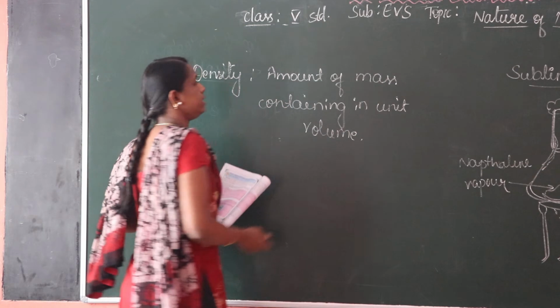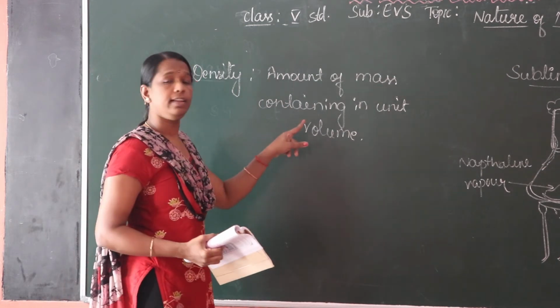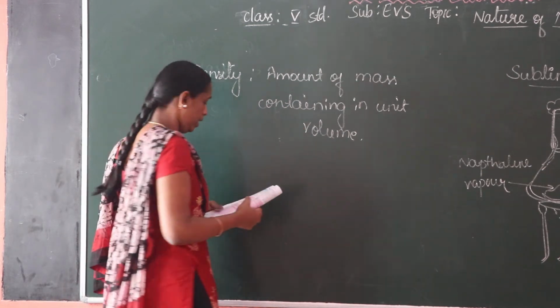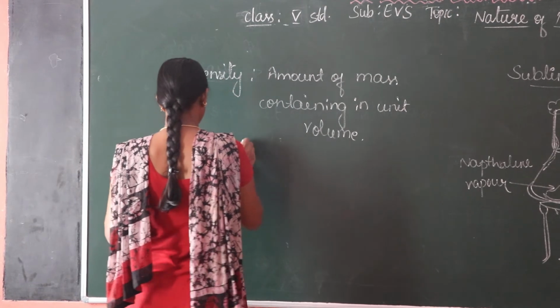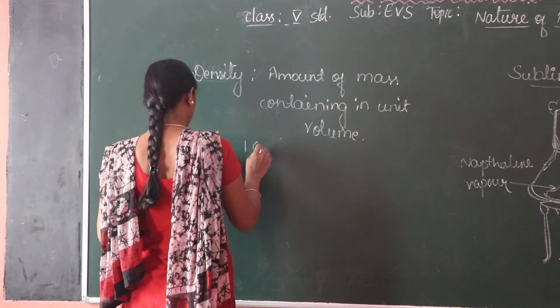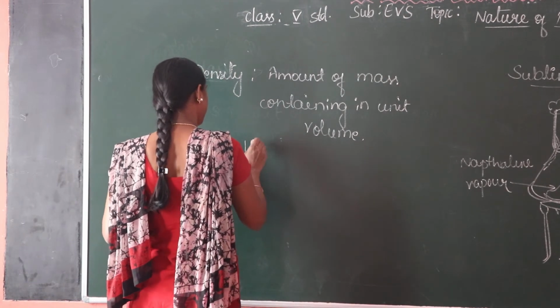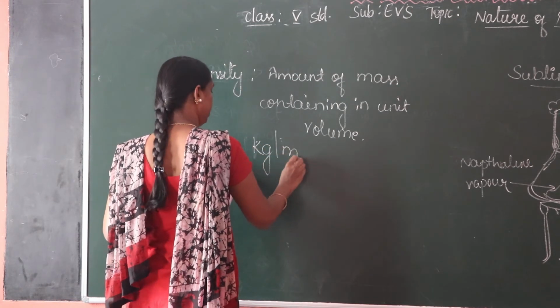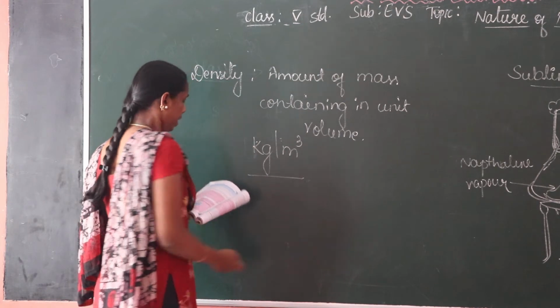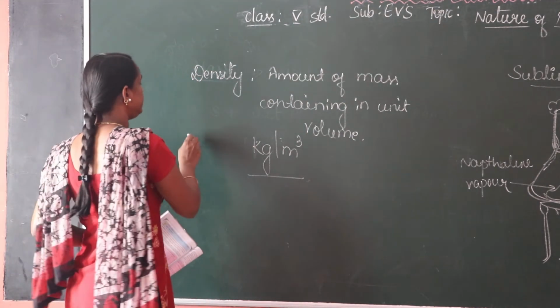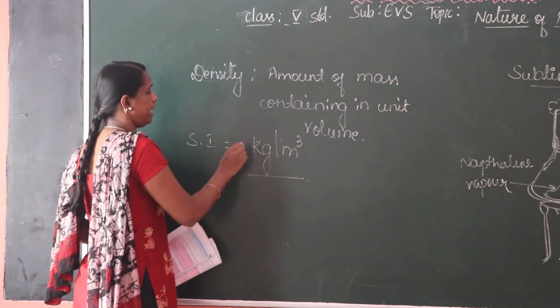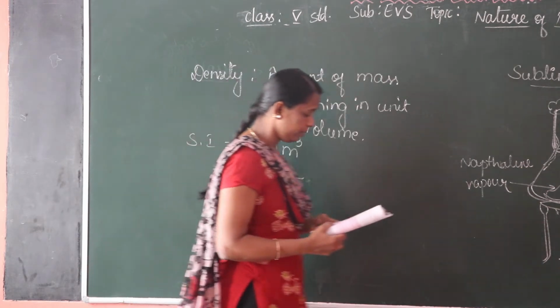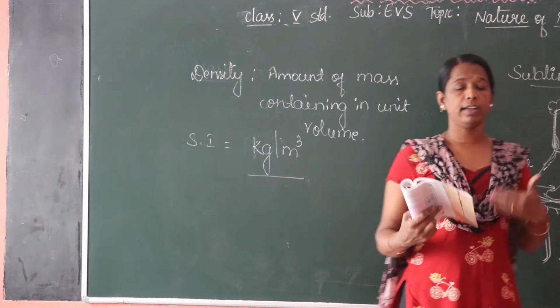So density is the amount of mass contained in a unit volume. It is measured in cubic centimeter, or the SI unit of density is kg per meter cube. The SI unit of density is kg per meter cube. So, low density and high density.